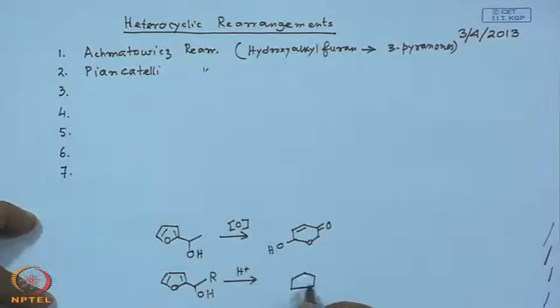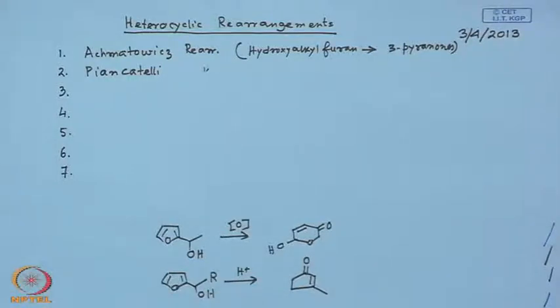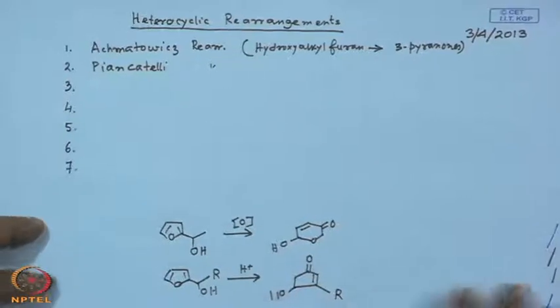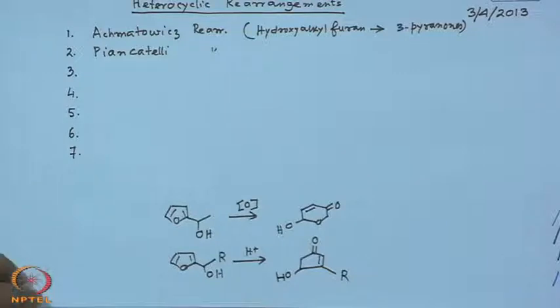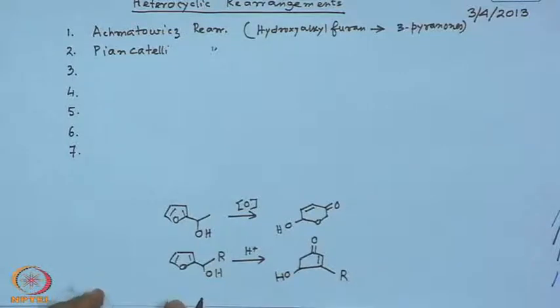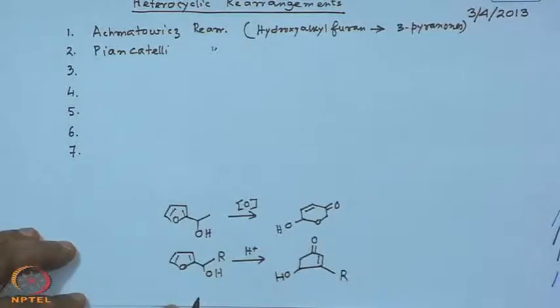The product is a cyclopentene derivative. It is a cyclopentene derivative, and this R group is at the 3 position, and then the OH group at the 4 position. This is a 4-hydroxy cyclopentenone. They are 2 contrasting reactions though, but the structure is very similar to the previous one, but in the Achmatowicz reaction I think this should be a methyl group here.